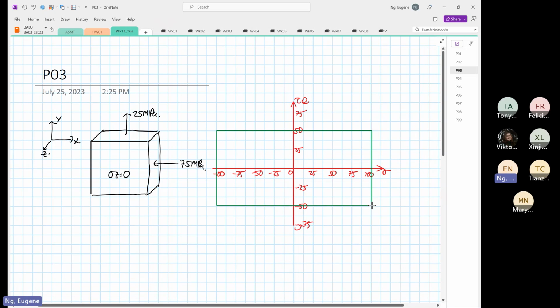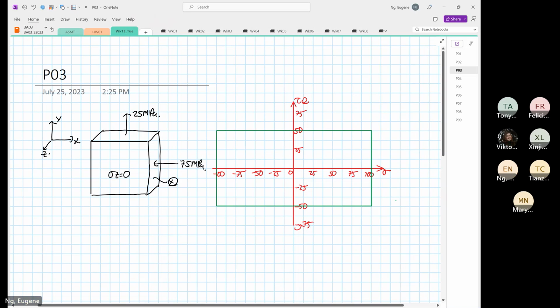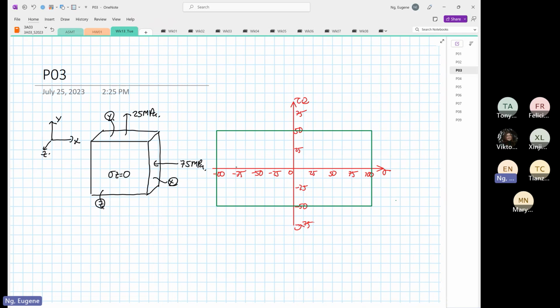Okay, so this is the box. So based on normal stress, this is our point X. Let me change color. Point X, point Y, and point Z. So we know that this is our point X, right? And this is our point Y. But both of them happen to be inside the box, right? So when you draw the box, right?